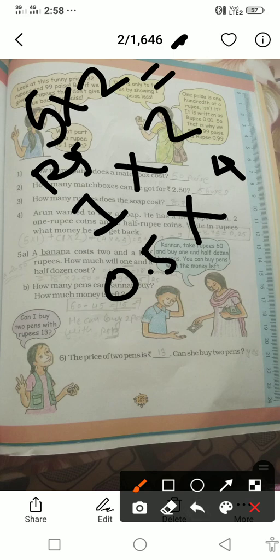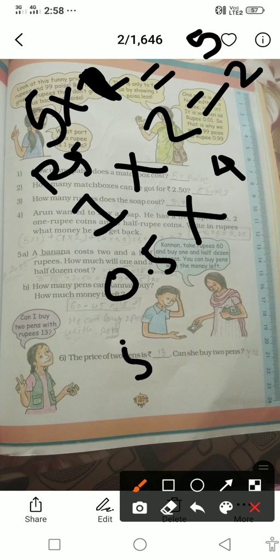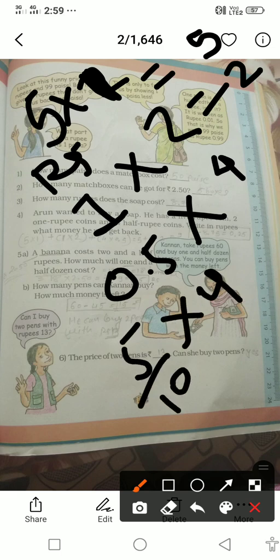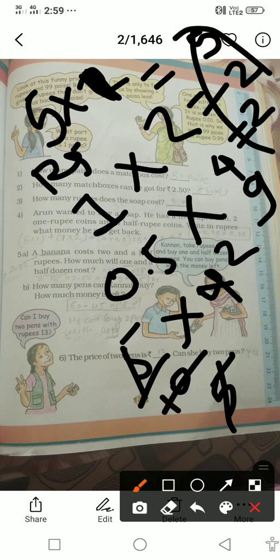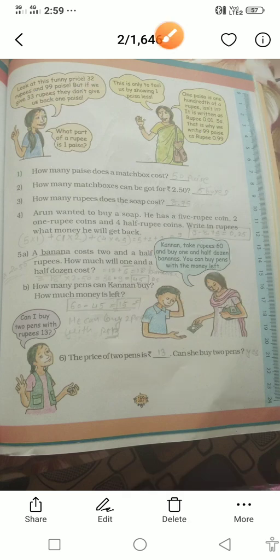Wait a moment, a little mistake is there. Here it is 5 rupees 1 coin, 1 rupee 2 coins, 0.5 rupees 4 coins. So 5 ones are 5, 2 ones are 2, and 0.5 multiplied by 4 means 5 by 10 multiplied by 4. 2 2s are 4, the 5s cancel, so here also 2. So 5 plus 2 plus 2, that total is 9. So total 9 rupees.